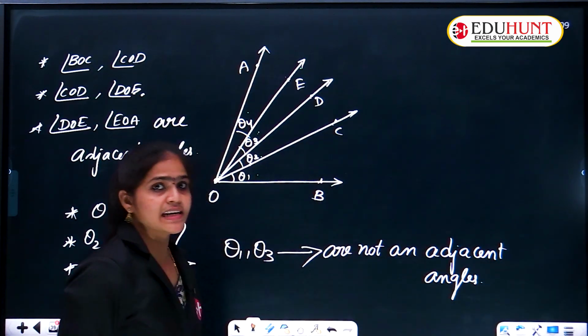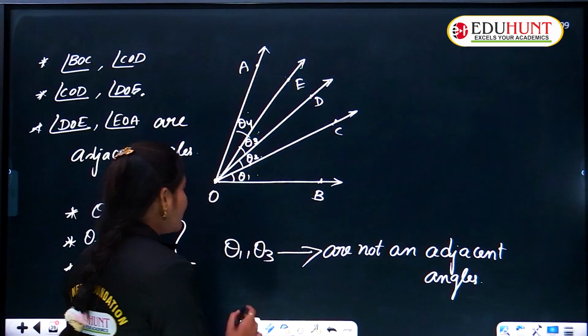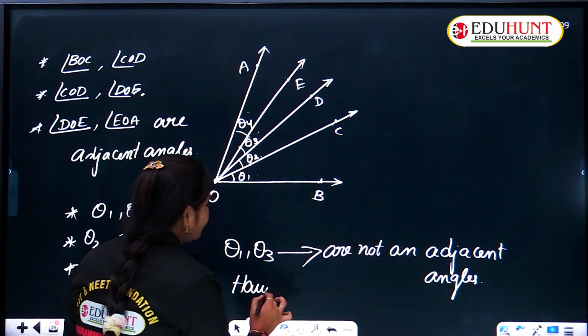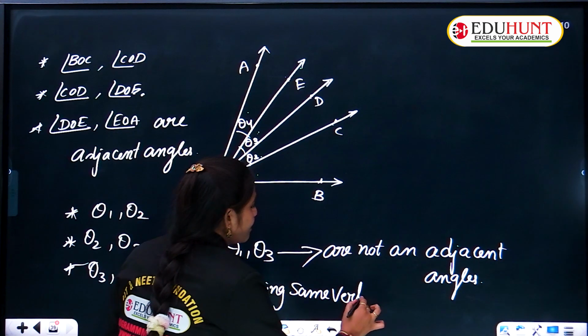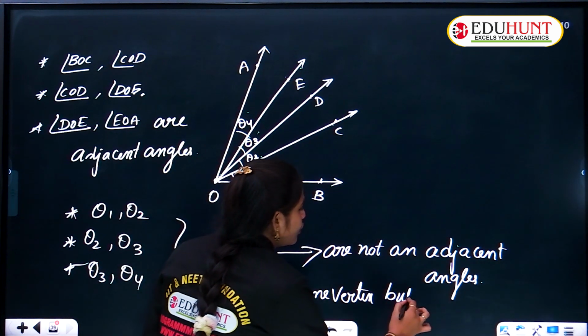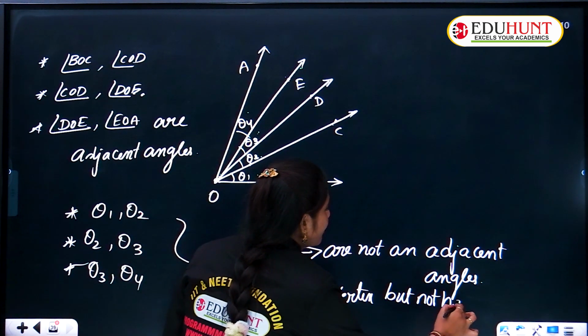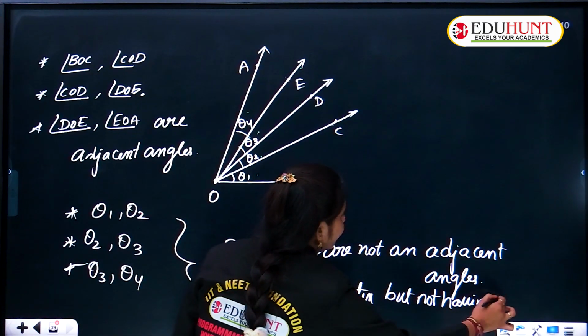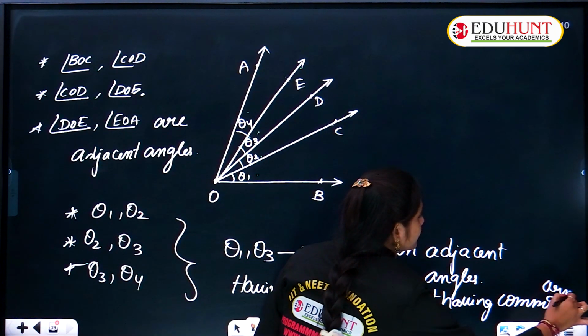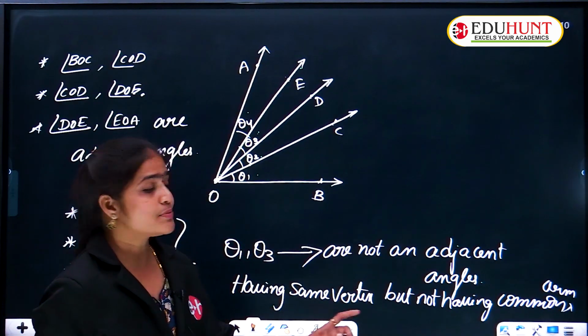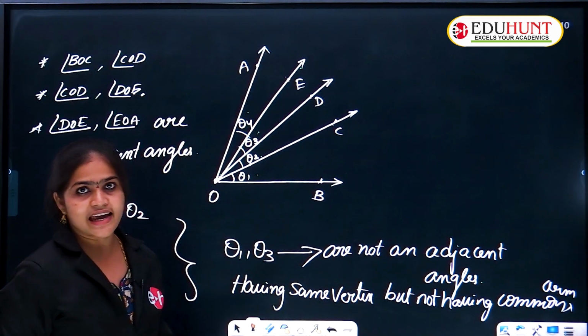What is the reason? Those two are formed at the same point, having the same vertex, but not having a common arm. Not having any common arm. That's why those two are not adjacent angles.